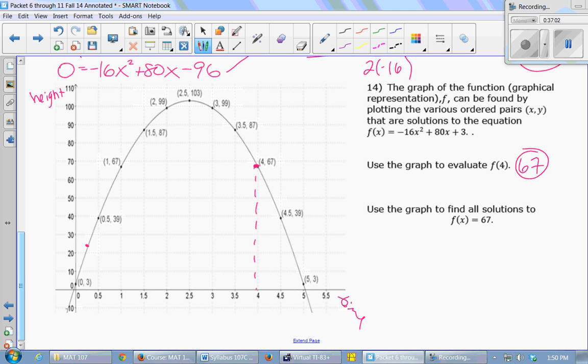And you can see that if that point weren't labeled, you could figure it out by going over and looking at the y-axis. How about if I wanted to solve the equation f of x equals 67? What x values give a height of 67? 1 and 4. So I've got this horizontal line here at 67, and I say, oh look, there are 2 x values where the height of the ball is 67: 2 times, 1 second and 4 seconds.